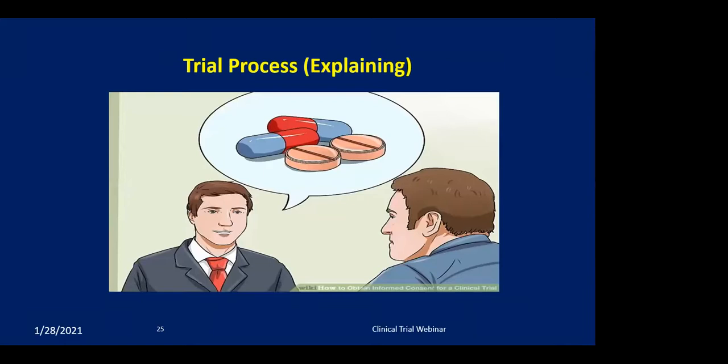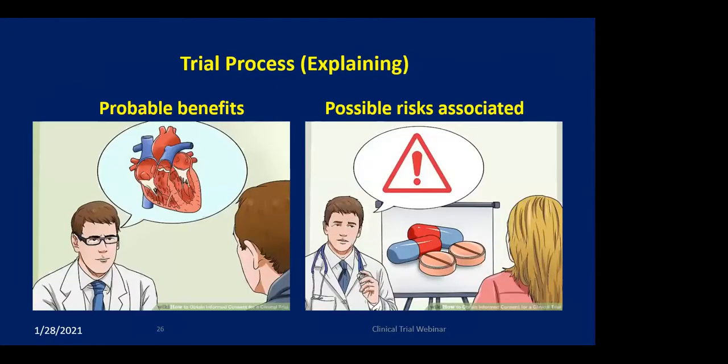So the trial process of explaining: you need to sit down with the patient and the attendant in your room. Next. On the left hand side, these are the probable benefits you explain to the patient and the attendants for enrolling into the trial, and also the possible risks associated. Next.